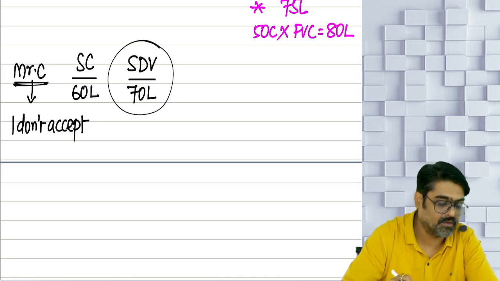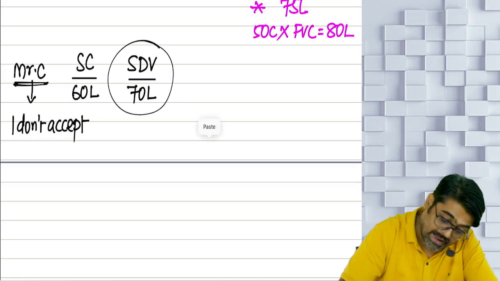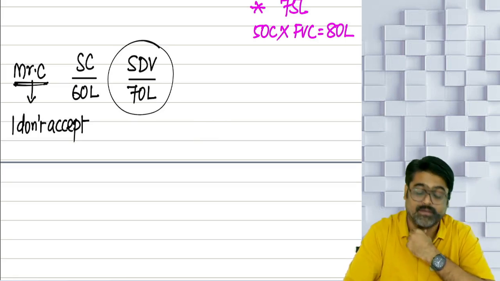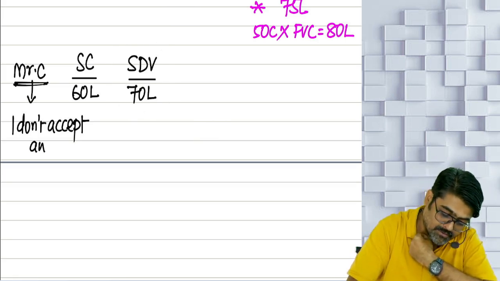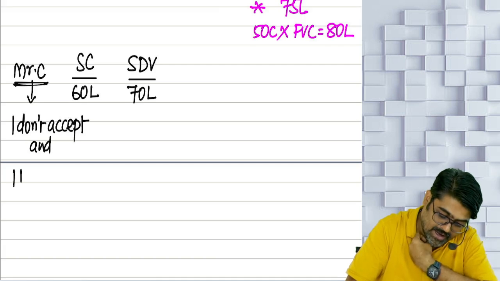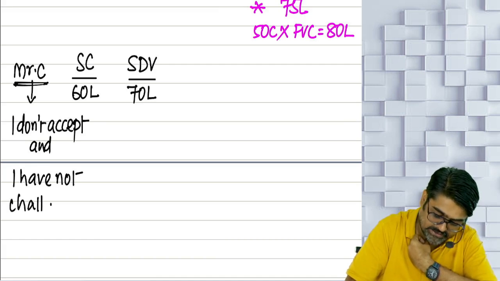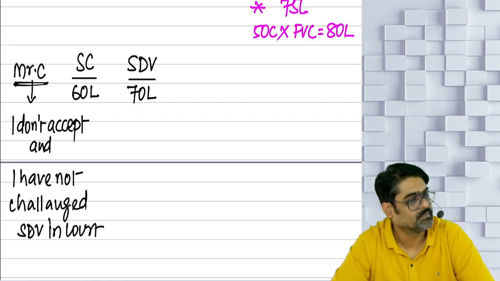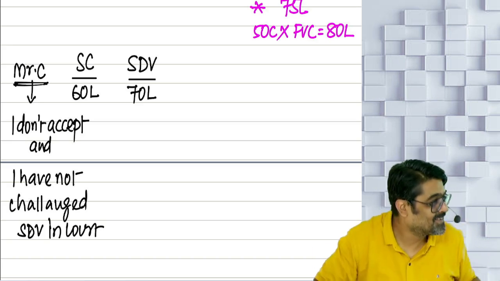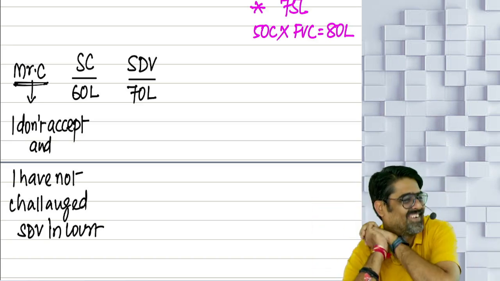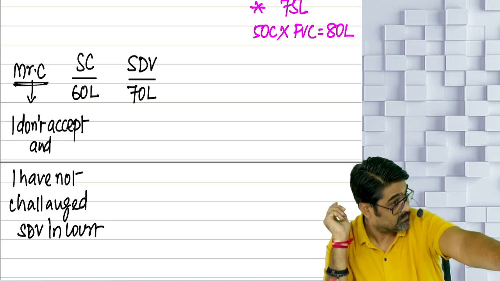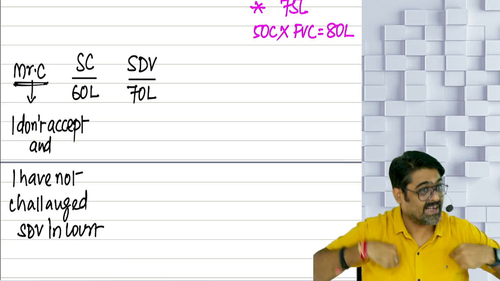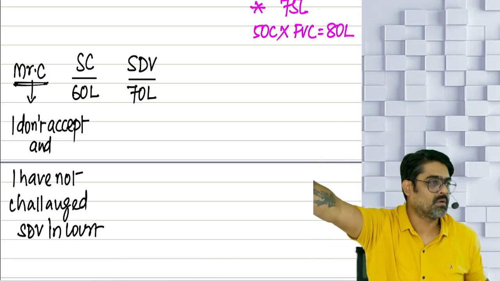this stamp duty value. And I swear to God that I have not challenged the stamp duty value in the court. So let us take this stamp duty value. No, please don't take. See, I don't accept it. And I swear that I have not challenged this in the court.